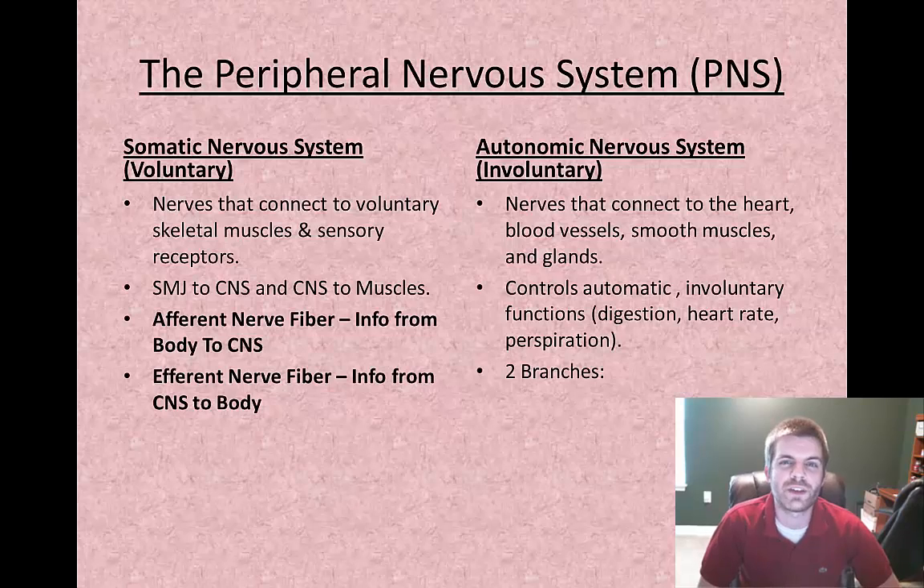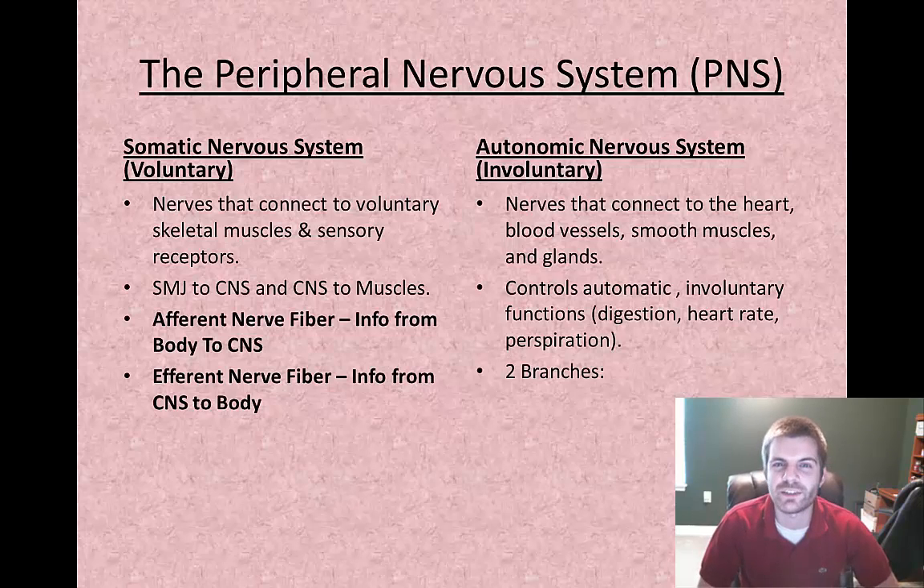The peripheral nervous system is actually divided into two parts. These are known as the somatic nervous system and the autonomic nervous system. Now, the somatic nervous system deals more with voluntary-based function, whereas the autonomic nervous system is going to deal with involuntary-based function. Now, within the somatic nervous system, there is a confusing pair in AP Psychology, and this is known as afferent nerve fibers and efferent nerve fibers.